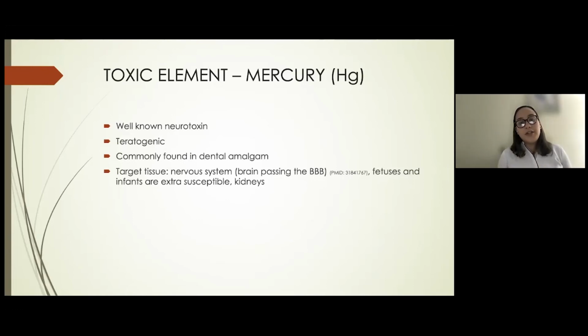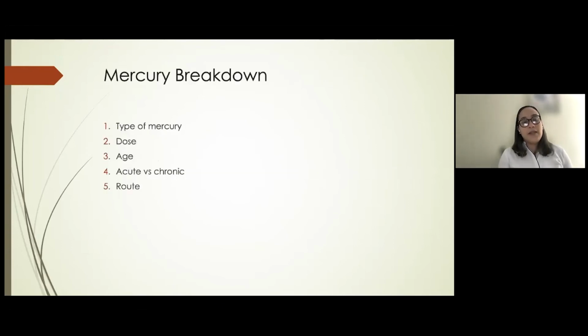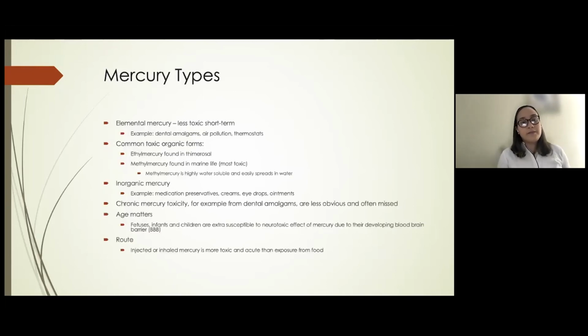Target tissue: the nervous system, as some of the forms easily pass through the blood-brain barrier. Fetuses and infants are extra susceptible, and the kidneys. So here's a breakdown. You want to know the type of mercury, the dose, the age. Is this an acute or chronic mercury exposure, and what is the route of contamination?